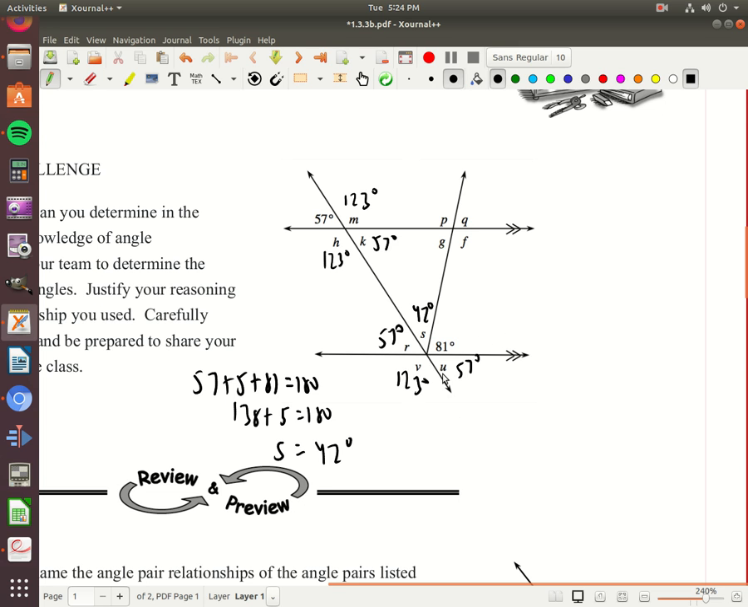Do we have any corresponding relationships that I can exploit? Look at that, 81. I know that Q and 81 have to be the same. So this must equal 81, which means that this must equal 81 because they're vertical, which means that this must equal 99 because they're supplementary, which means this must equal 99 because they're vertical. So kind of a fun problem, a lot going on here. Hopefully you guys caught that. And I think that does it for 133.